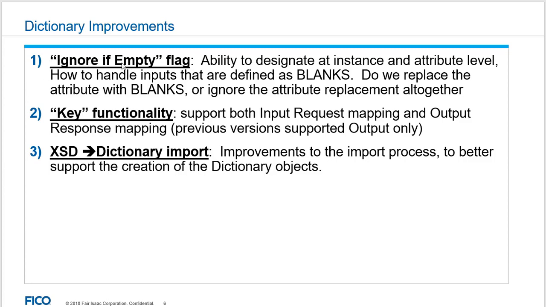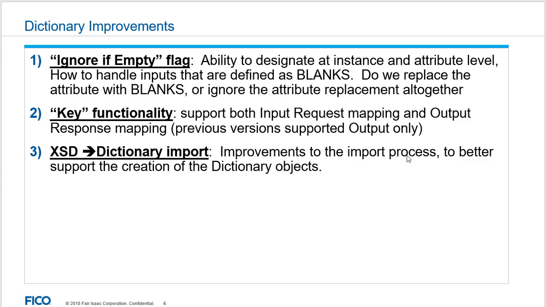We have the ability to turn this ignore if empty flag on at the individual attribute level or at the instance level as well. So you can see in the dictionary how that's done. I'll point that out. The second thing is this key functionality, and we talked about this briefly. With the input request, there is a mapping that shows the understanding of what in that input request collection is the key, so that when you do attribute replacement, you know that you're replacing in the right instance, right? We'll touch on that. And then, like I said, the XSD utility, to go from XSD to dictionary.